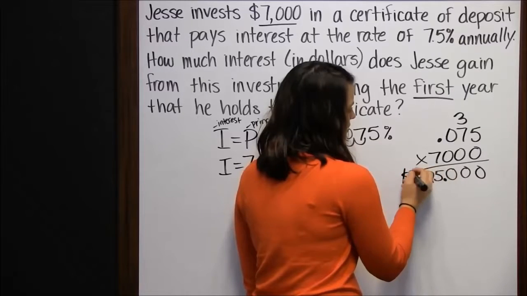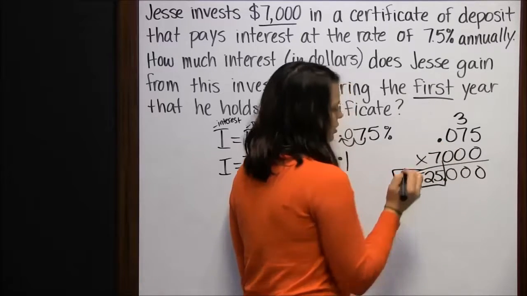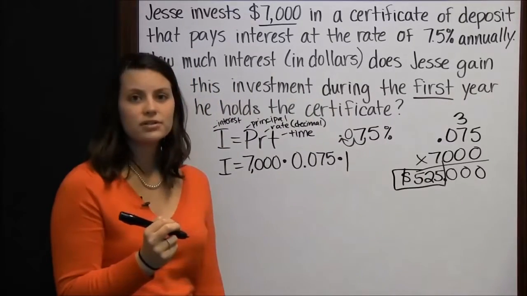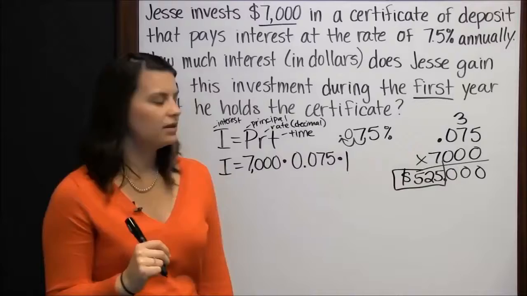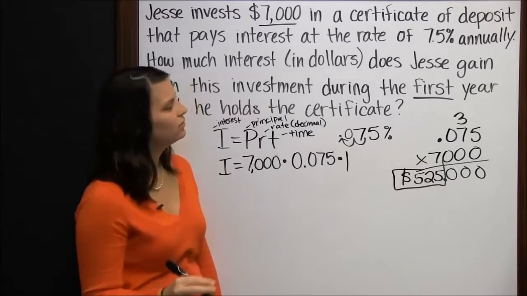And that means that he's going to make $525 off of his investment. So that's the number you would need to bubble in, is 525.